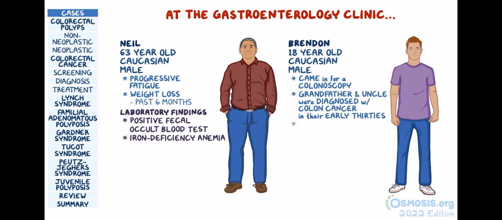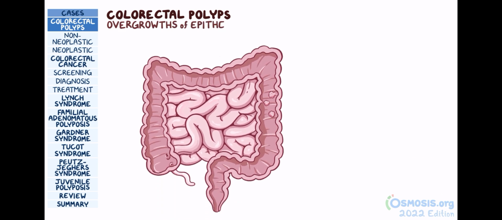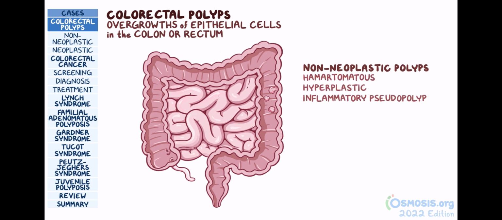His doctor detected more than 100 polyps on colonoscopy. Now, both people have some form of colorectal polyps or cancer. But first, let's start with colorectal polyps, which are overgrowths of epithelial cells in the colon or rectum. They're subdivided into non-neoplastic polyps, like hamartomatous polyps, hyperplastic polyps, inflammatory pseudopolyps, mucosal and submucosal polyps, as well as neoplastic polyps, which include adenomatous and serrated polyps.